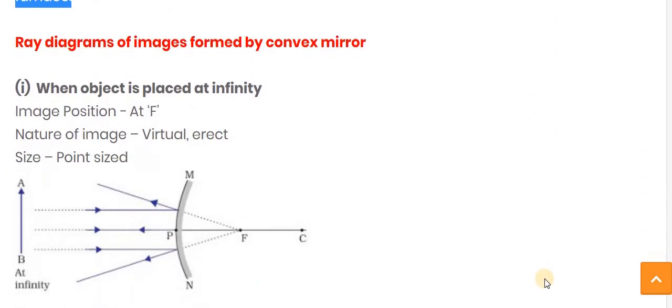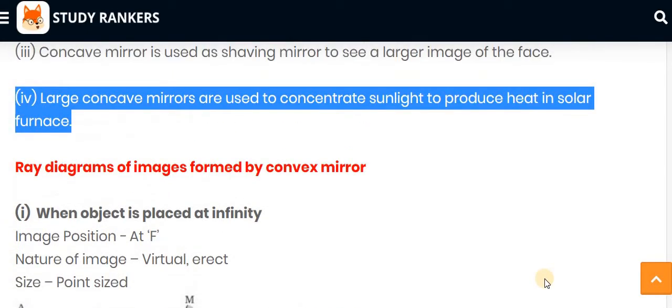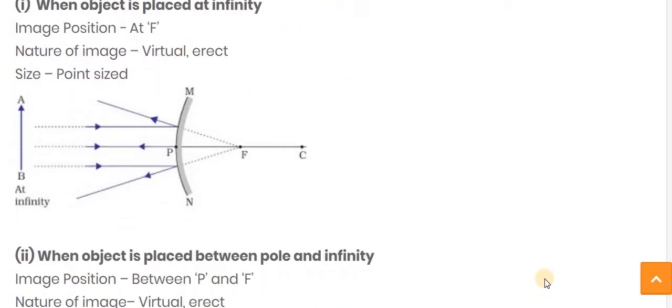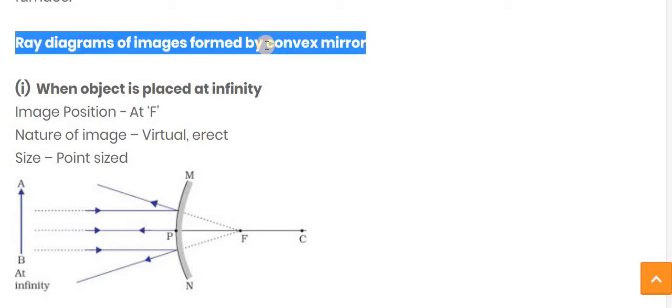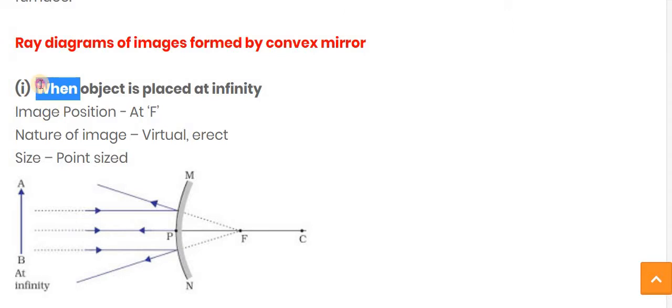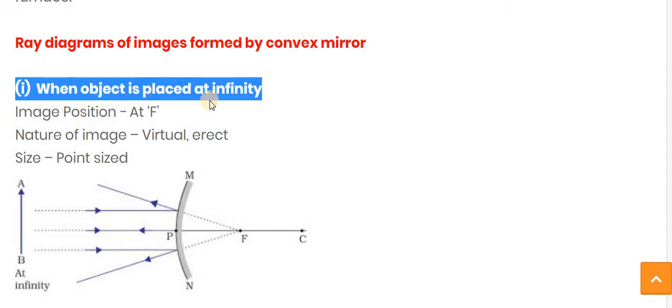Now let's see the next topic, that is the ray diagram of the image formed by the convex mirror. Previously we saw the ray diagram of the image formed by the concave mirror. Now we will see the convex mirror. So the first condition, in which we are keeping our object at infinity. In that case, we have to see where we get the image. So in the case of the convex mirror, we are keeping this object at infinity. Then all the rays that come from infinity are parallel to the principal axis.